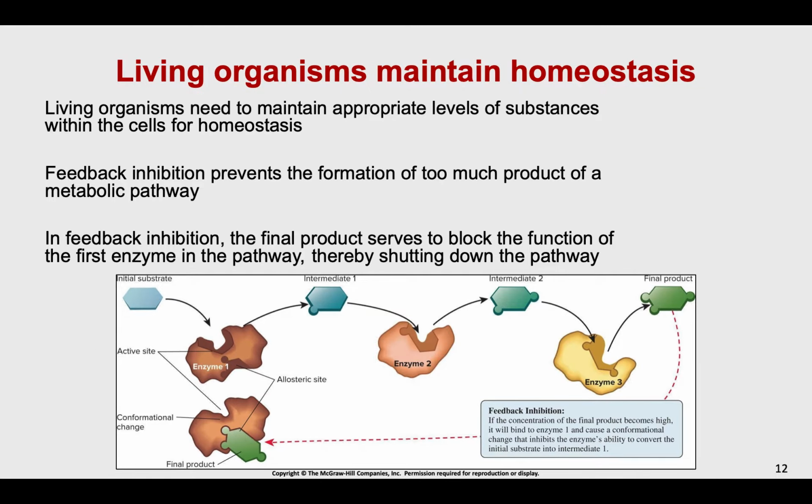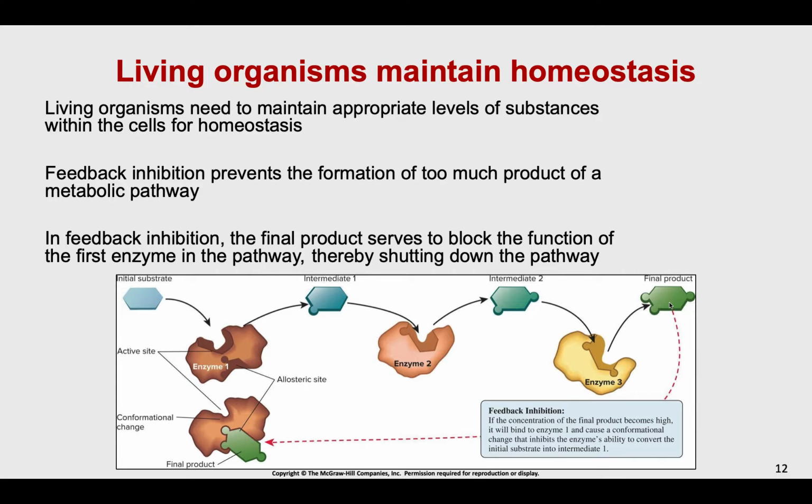We need to maintain appropriate levels of substances within our body, and there's a whole range of substances that we have to keep at these appropriate levels in order to maintain homeostasis. Feedback inhibition prevents the formation of too much product during a metabolic pathway. So let's look at the example down here. We have our initial enzyme with our initial substrate. We create intermediate 1, which goes on to another enzyme that creates intermediate 2, which goes on to yet another enzyme, and then creates the final product.